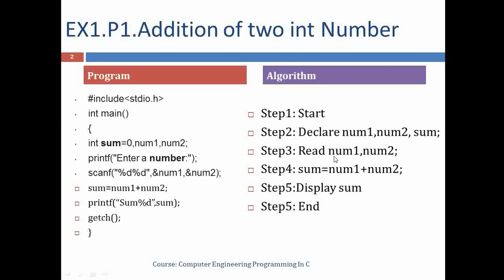After reading these two numbers, we process the formula of summation by adding number one and number two, and the result will be assigned to the sum variable. After getting the result, we display the sum result, then end the algorithm. This algorithm will be represented in the form of our C program.